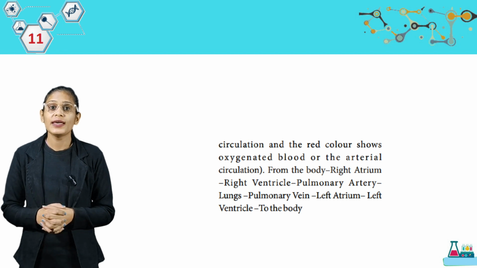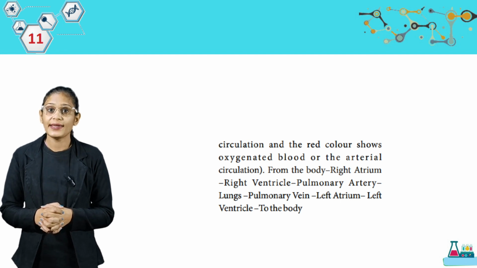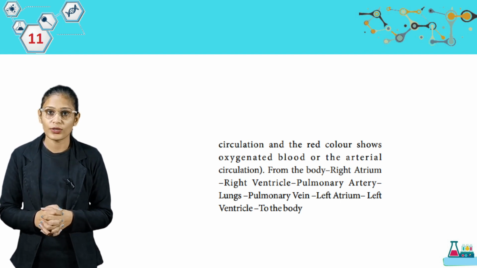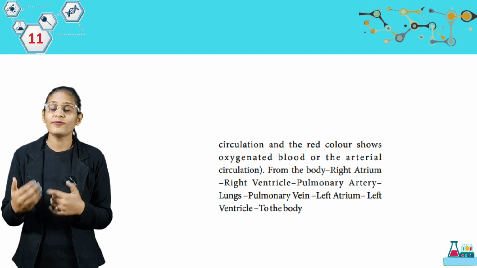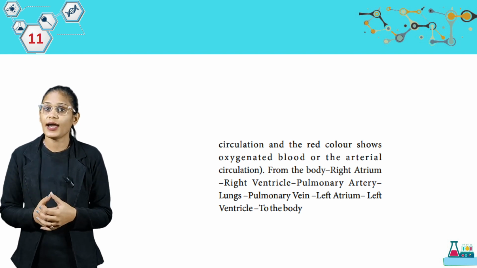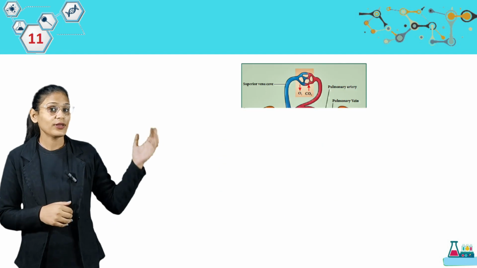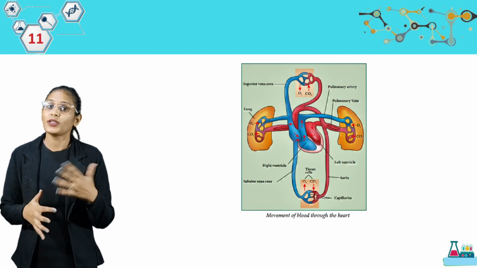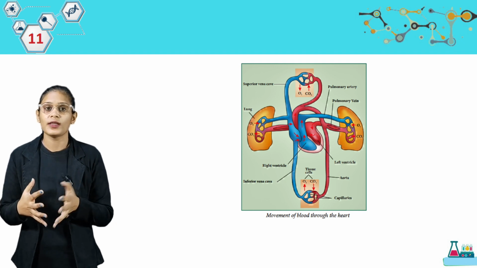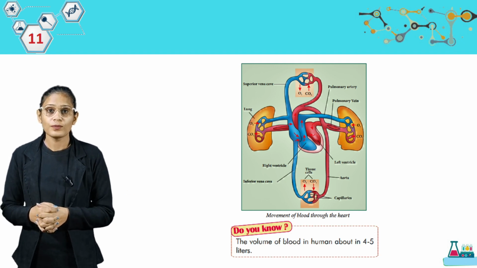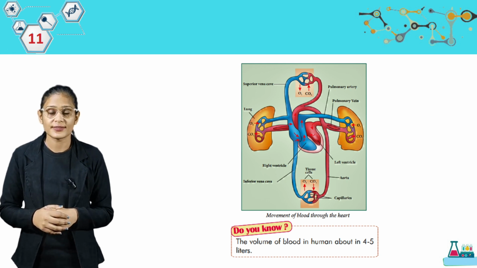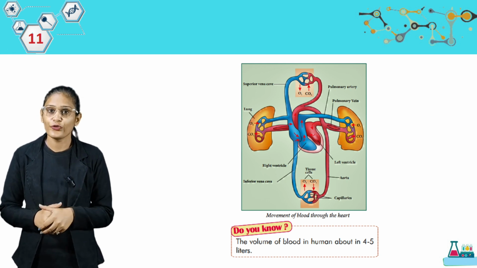From the body, right atrium, right ventricle, pulmonary artery, lungs, pulmonary vein, left atrium, left ventricle to the body. So students, this is a flow chart and flow of blood in our body. Look at this picture, movement of blood through the heart. So students, in this picture you can understand how our blood moves in our body. Now do you know the volume of blood in a human is about 4 to 5 liters? So students, this is the volume of human blood.